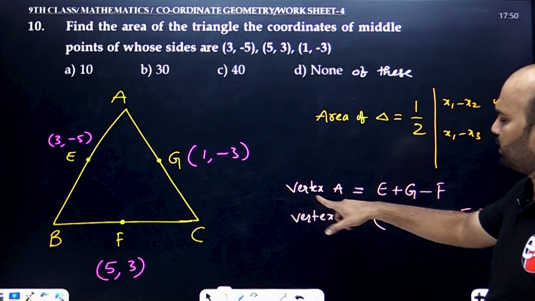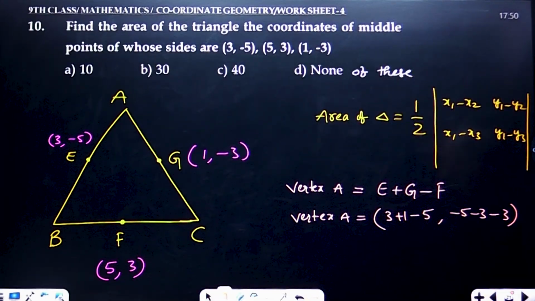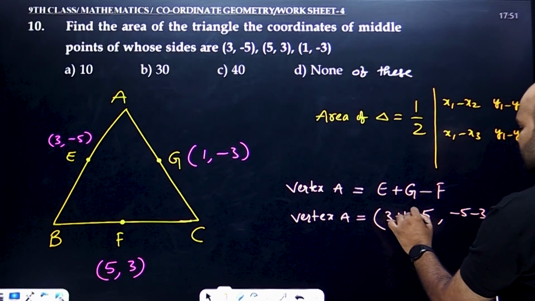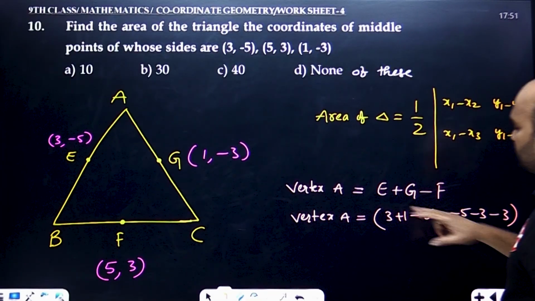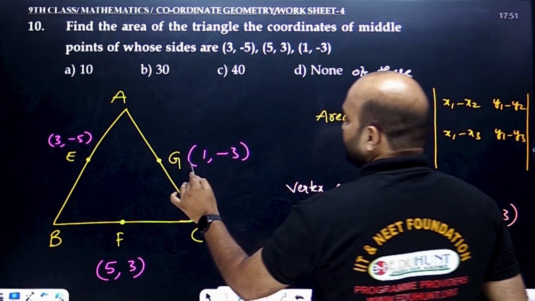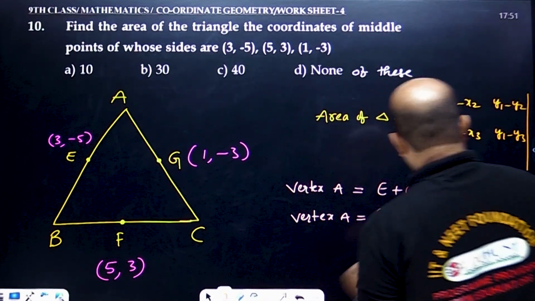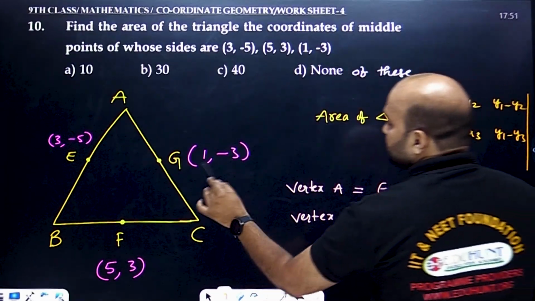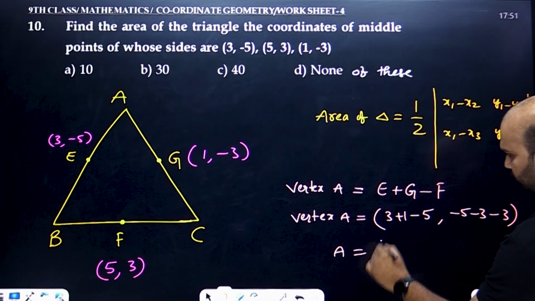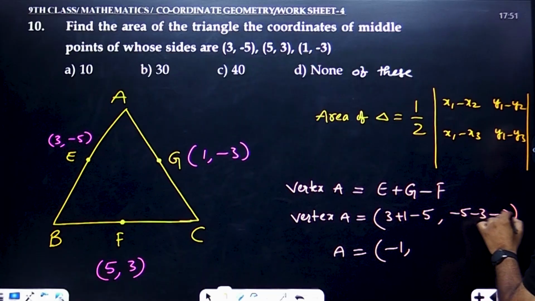So what is the shortcut formula? How to find the vertex A? Sum of the adjacent midpoints minus the opposite midpoint. That is the vertex A. So clearly we need to understand. How do we get 3 plus 1 minus 5 and -5 minus 3 minus 3? First we write the X coordinates of E, G, F: E's X coordinate is 3, G's is 1, F's is 5. For the Y coordinates: E's is -5, G's is -3, minus F's 3. So A equals (3 plus 1 minus 5, -5 minus 3 minus 3), that is 4 minus 5 equals -1, and -5 minus 3 minus 3 equals -11.